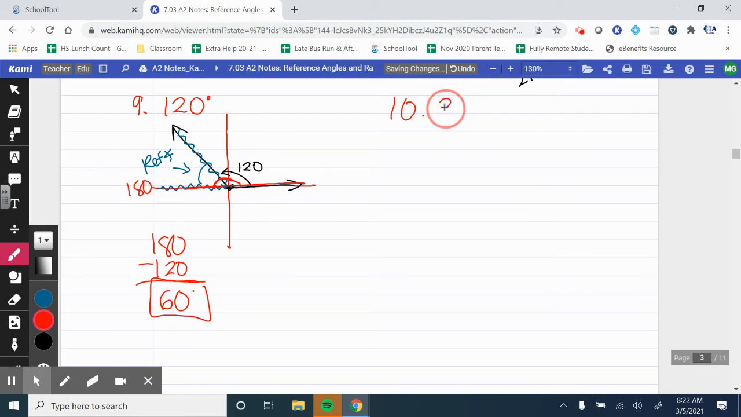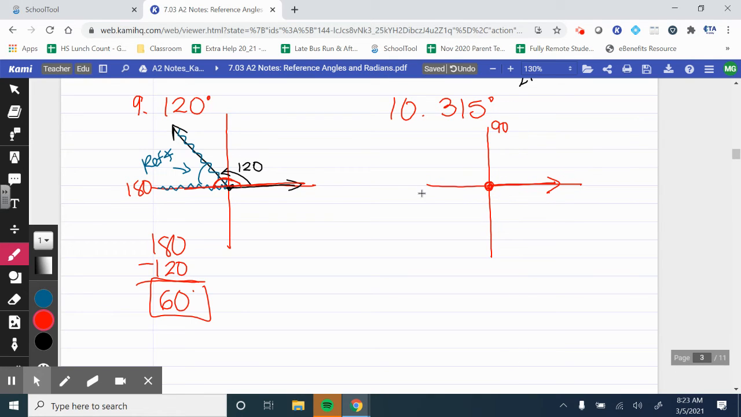Okay, that was our last 60-degree one. All right, let's try 315 degrees. Sketch your angle, see if you can figure out your reference angle there. Again, you're going to graph this out. So our vertex here, initial side, positive x-axis.